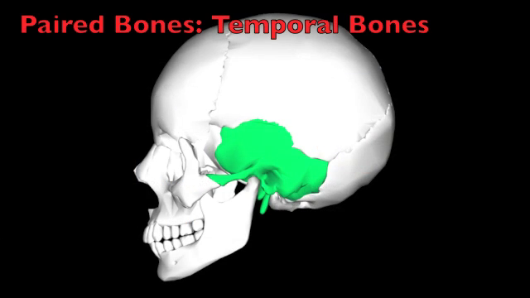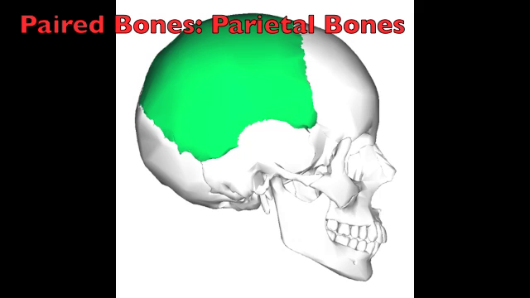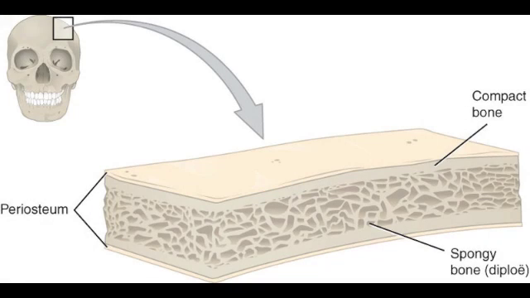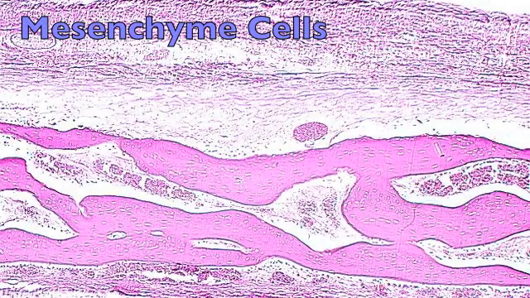There are only 8 cranial bones. The paired bones are the temporal bones and the parietal bones. And the unpaired bones are the frontal bone, occipital bone, sphenoid bone, and ethmoid bone. Remember that the flat bones in the skull are membrane bones that are formed from mesenchyme through intramembranous ossification.